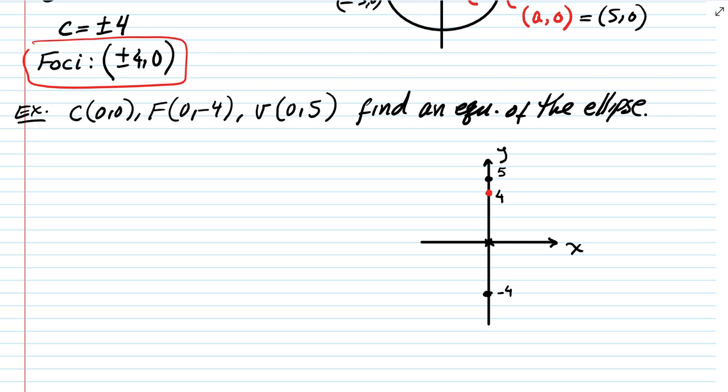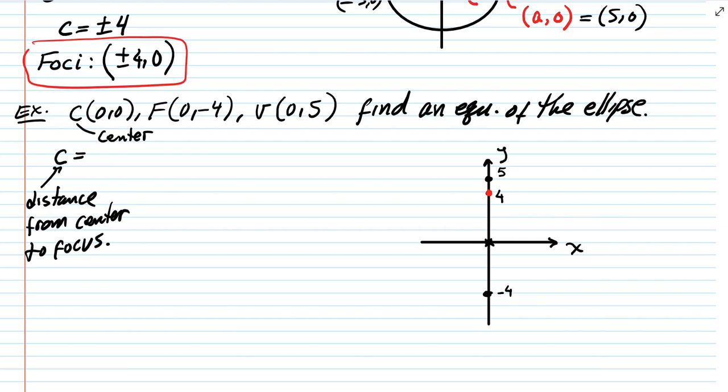And what is it that we just found? Well, we know c, and please do not confuse this c. The c I have here means center. The c that I have here is the distance from center to focus. That's what that is. Okay, so we know that c is 4, for the one that's along the y-axis. And the fact that the vertex is 0, 5 means the other vertex is at 0, -5, isn't it? So we have the two vertices.